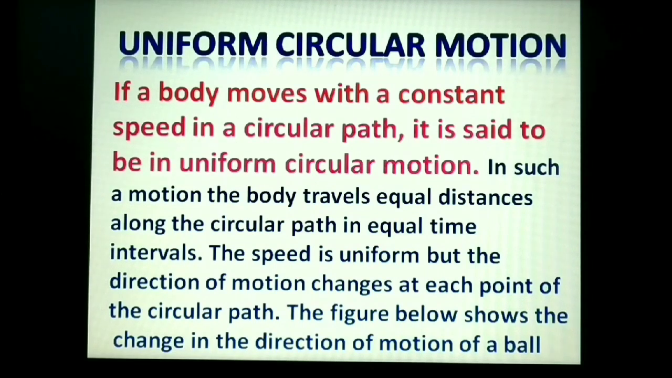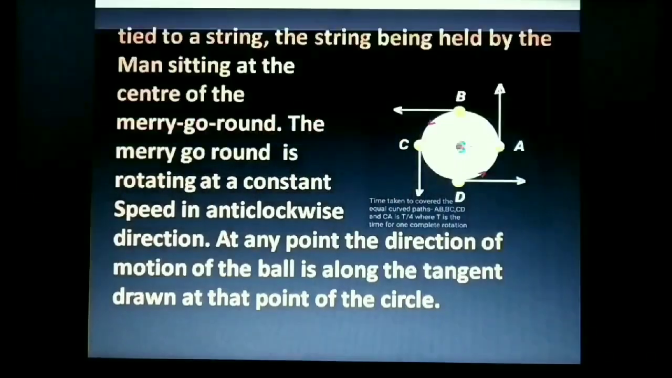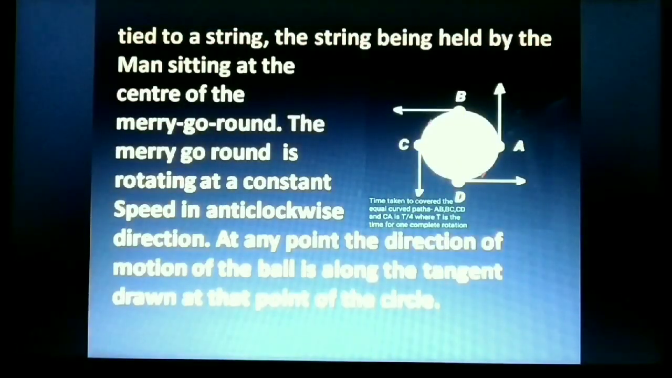Uniform circular motion. If a body moves with a constant speed in a circular path, it is said to be in uniform circular motion. In such a motion, the body travels equal distances along the circular path in equal time intervals. The speed is uniform, but the direction of motion changes at each point of the circular path. The figure below shows the change in the direction of motion of a ball tied to a string, the string being held by the man sitting at the center of the merry-go-round. The merry-go-round is rotating at a constant speed in anti-clockwise direction. At any point, the direction of motion of the ball is along the tangent drawn at that point of the circle.